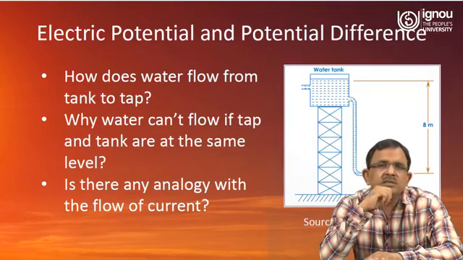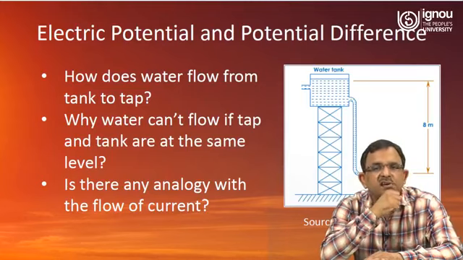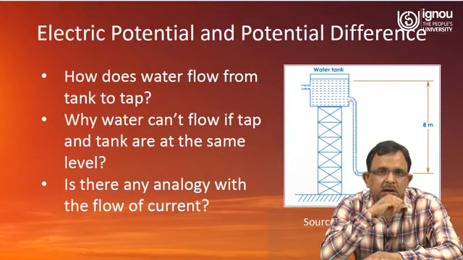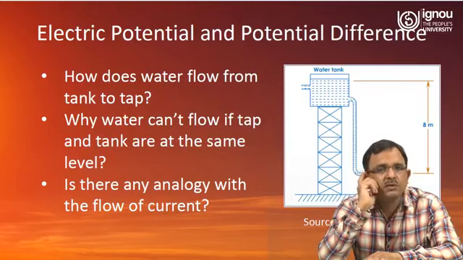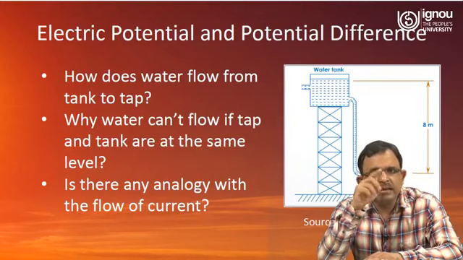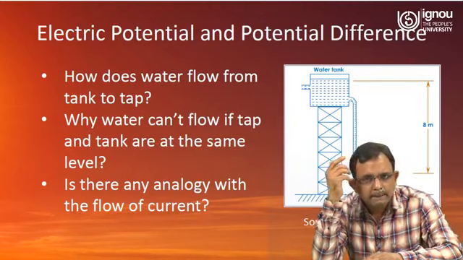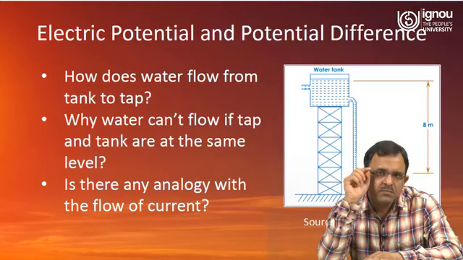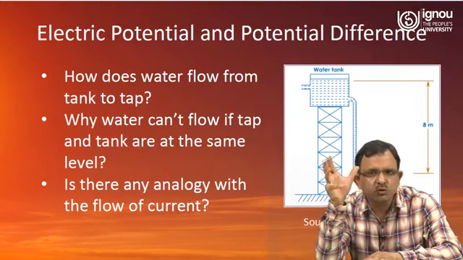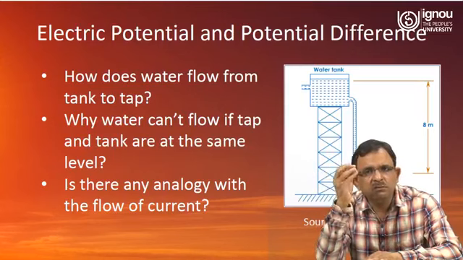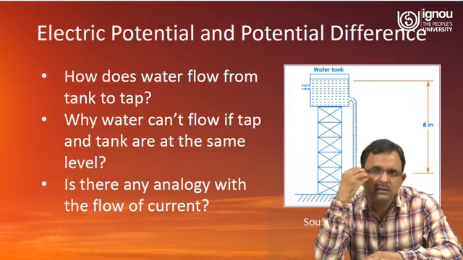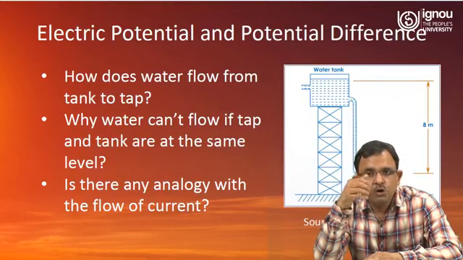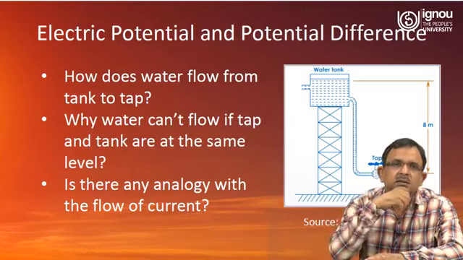Again, students may not know what potential or potential difference is, or how it affects the flow of current. But they must have seen how water flows from the tank to the tap. Why is the tank always at a height and the tap below? Why does the water flow? If you ask them, you can show them a picture. They will tell you that the pressure exerted by the water in the tank, or by the air on the tank water, pushes the water towards the tap and it comes down.